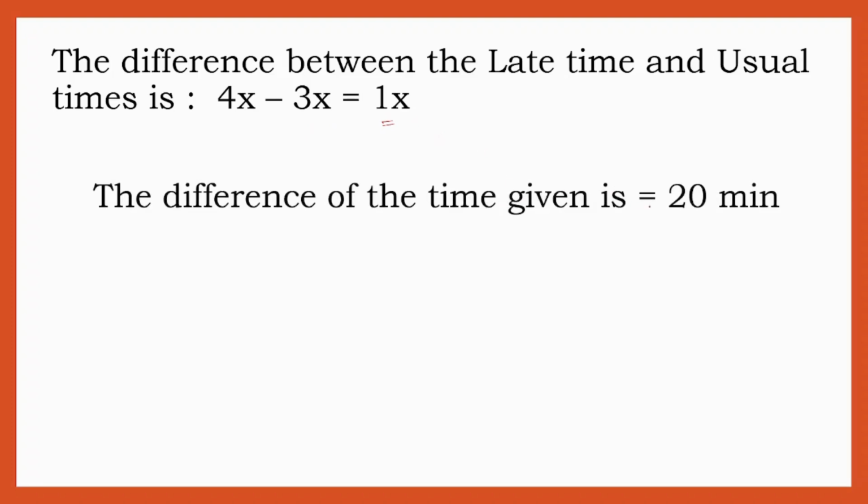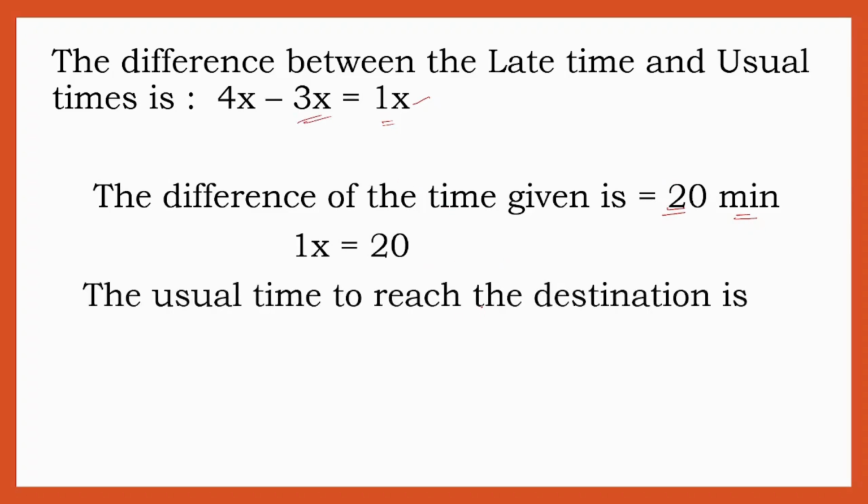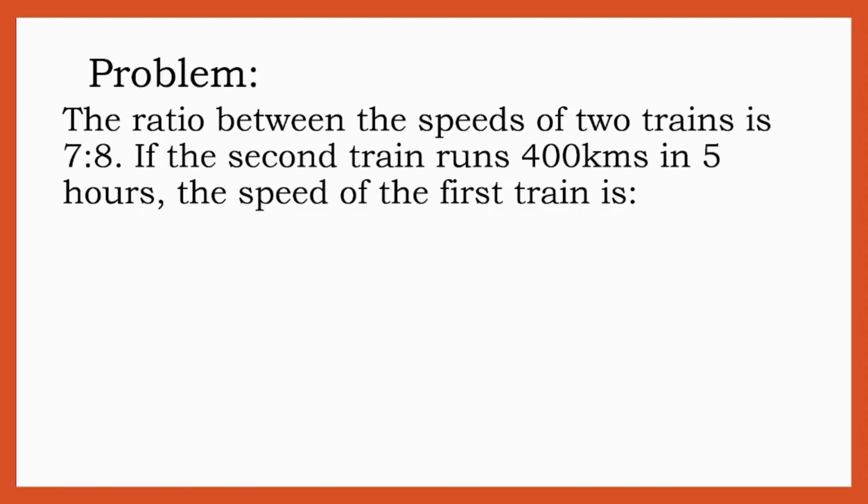According to the problem, the delay is 20 minutes. So according to the ratio, 1x is the delay, and the time is 20. So 1x equals 20 minutes. Here the usual time is 3x. So the usual time to reach the destination is 3x, that is 3 into 20, which equals 60 minutes. So your answer is 60 minutes.